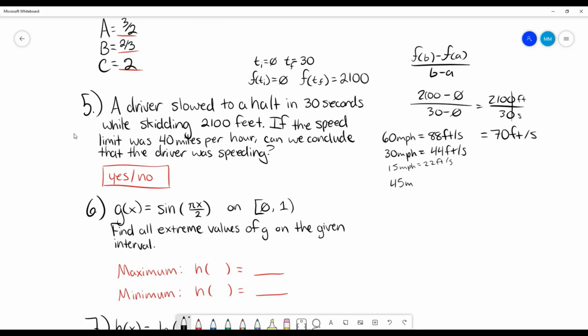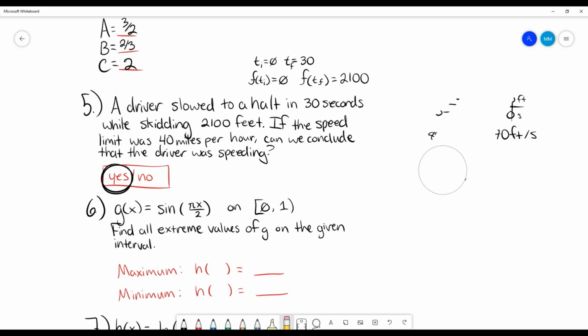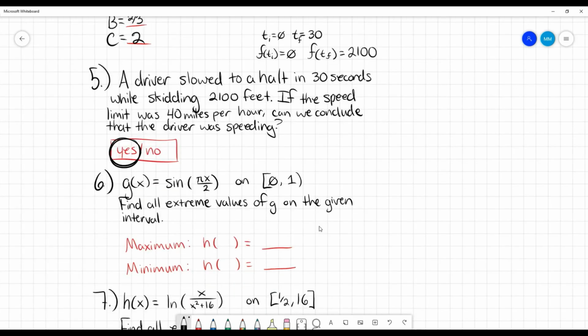Yeah, so 45 miles per hour would be 66 feet per second. 70 feet per second, if it's greater than 45 miles per hour, then it's greater than 40 miles per hour, which means that the mean value they were going is greater than the speed limit, which means that we can conclude they were speeding. At some point in there, they had to have been speeding. And obviously, since they're slowing to a halt, they must have been speeding before they began skidding, if they were speeding at some point during the skid.